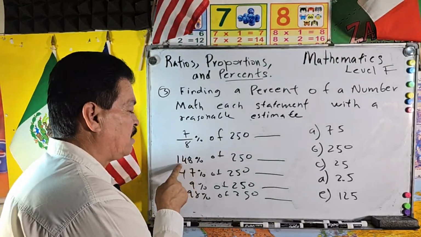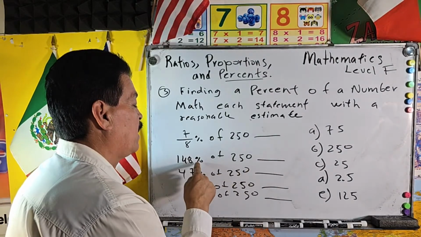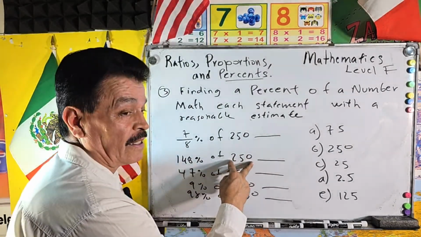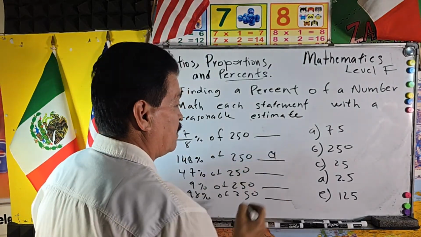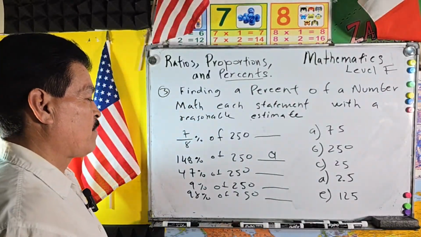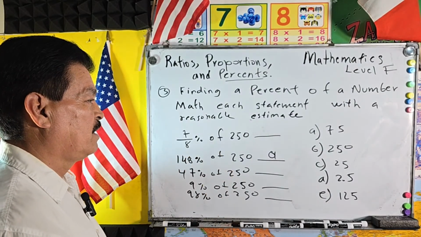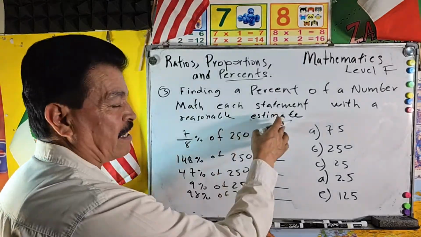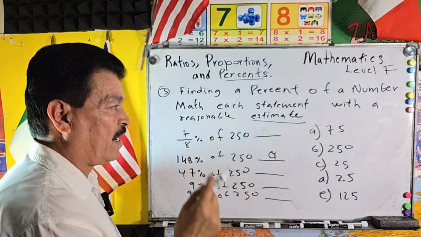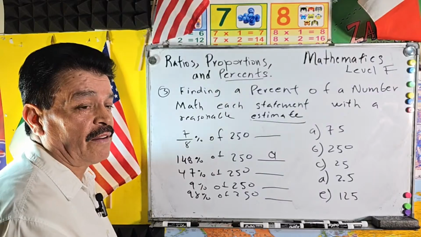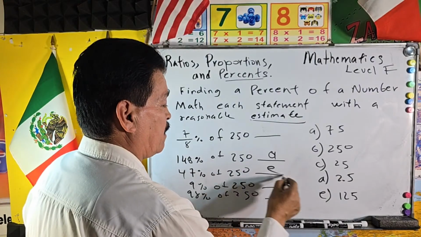Multiply this, just use a decimal right here, 1.48 times 250. You multiply this, you will see this answer here. Right? That's estimated. That's not exactly so. We have to estimate it. Look, this is the word. I told you we have to follow directions always. The 47 matches with E, right?